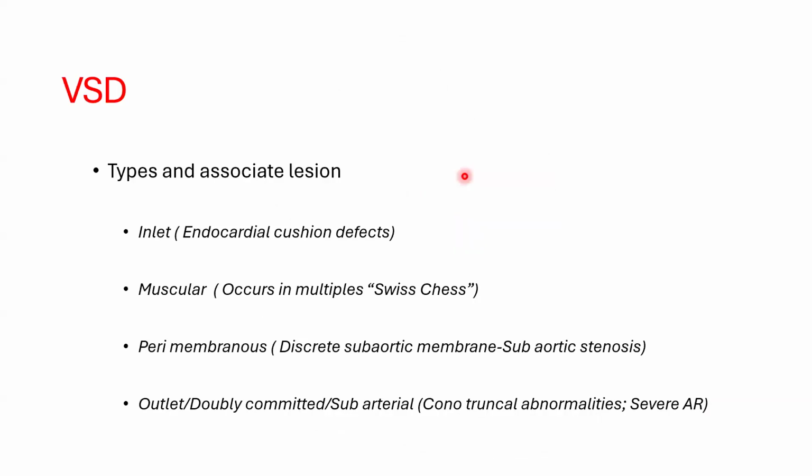There are various types, like with the ASD. There's the inlet component, which, if you remember from the embryology, is around the endocardial cushions. That's the inlet one. It's just beyond the insertion of the tricuspid valve that you see the inlet component. And then the muscular one, which usually occurs in multiple forms, which they tend to call Swiss cheese, like a cheese with a lot of perforations in it. So that's the muscular one.